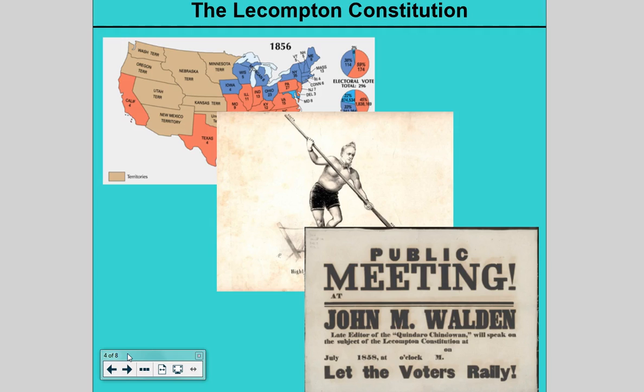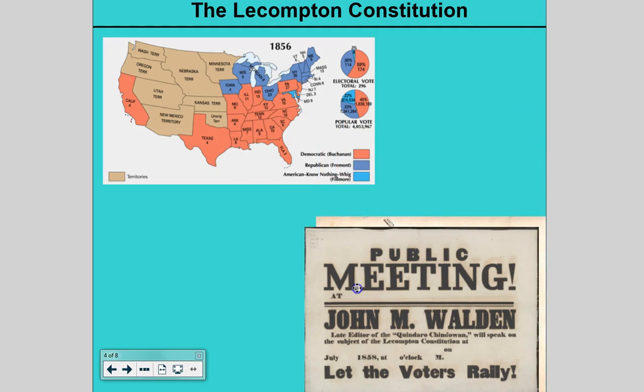But what we saw with the Lecompton Constitution is that Buchanan may not be nimble enough and agile enough to handle the slavery issue during his presidency. It also started to split Northern and Southern Democrats because, of course, Southern Democrats wanted the Lecompton Constitution to be accepted. Northerners like Stephen Douglas did not. So we're starting to see the Democrats, the only true national party at this time, start to split.